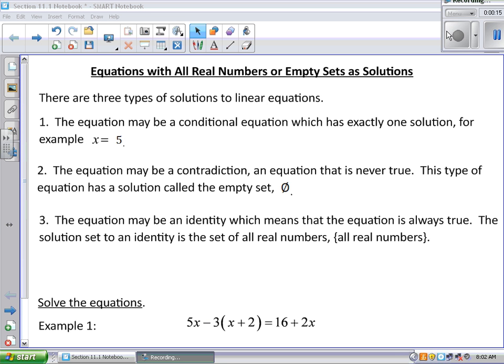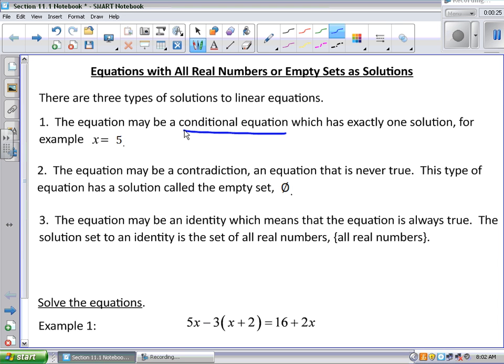There are three types of solutions to linear equations. In the first, the equation may be a conditional equation, which has exactly one solution, such as x equals 5. Up to this point, these are probably the types of equations that you've seen.